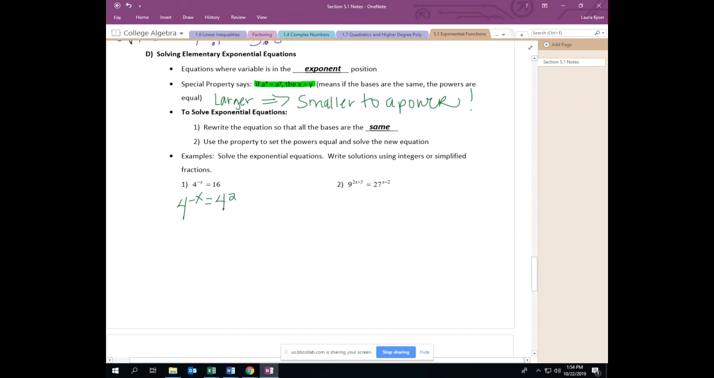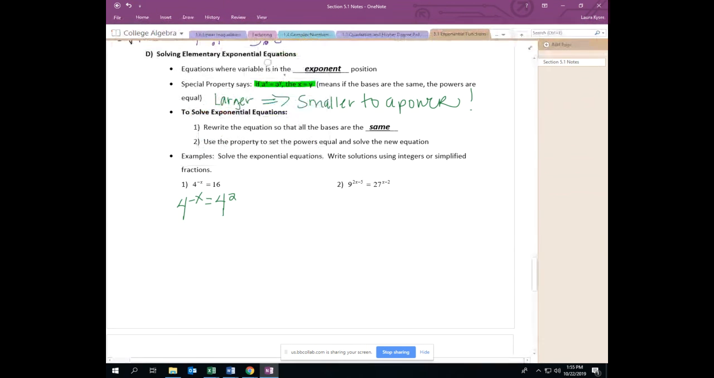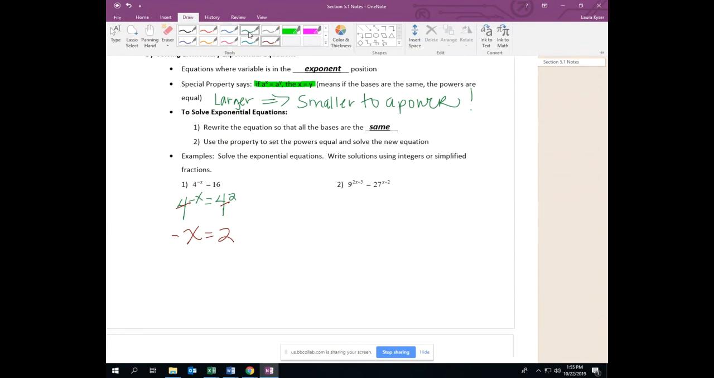And now we have an exponential equation that sets up this property here. Same base, and when we have that, we're allowed to throw the base away altogether. Then we set the exponents equal to each other. So if negative x equals 2, to get x by itself, we're going to divide both sides by negative 1.